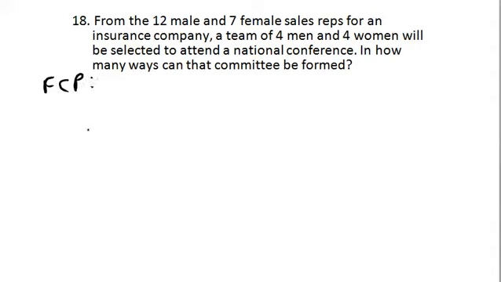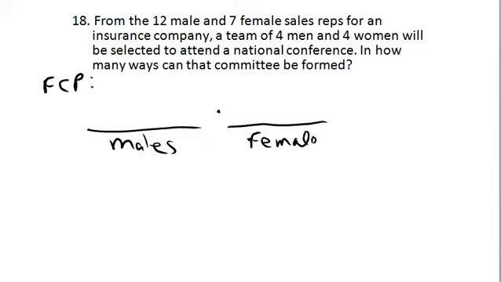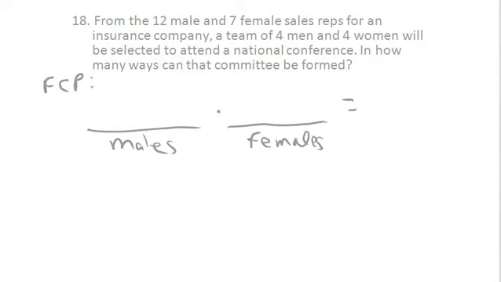So what you should think of is the fundamental counting principle tells you that the number of ways to choose males times the number of ways to choose the females is going to give you the total number of ways to choose a team of males and a team of females. Now, within that choice, you've got to look separately at males and females.